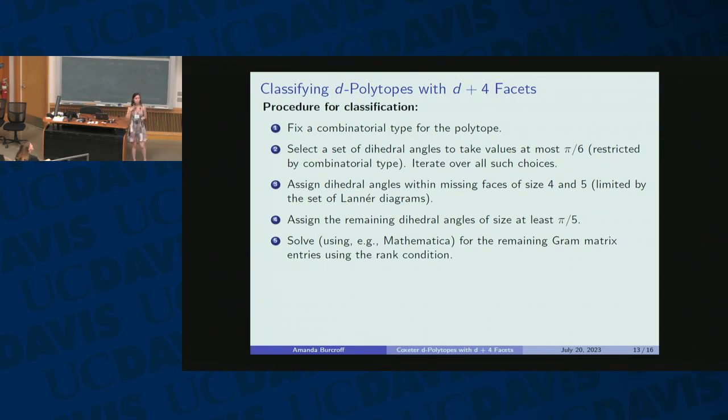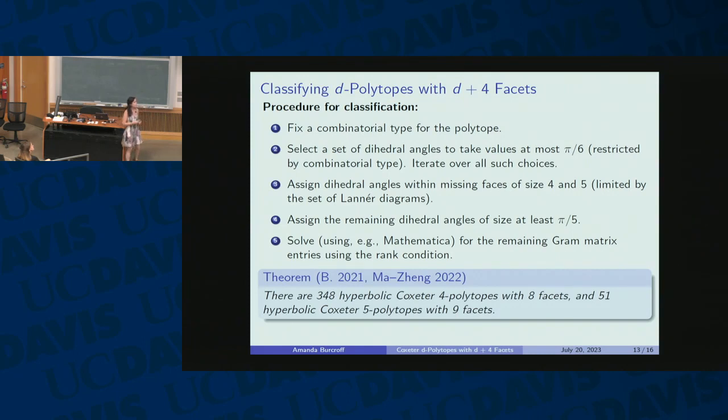We then start to fill in the angles that are pi over 2 through pi over 5 using the restrictions on the Lanner diagrams and just the fact that now the problem is reduced down enough that you can iterate over all such choices. And once you obtain a system that is sufficiently constrained, you can solve using, for example, Mathematica for the remaining entries of the Gram matrix using that rank condition. And that will tell you whether or not a polytope with the given set of angles that you've prescribed actually exists.